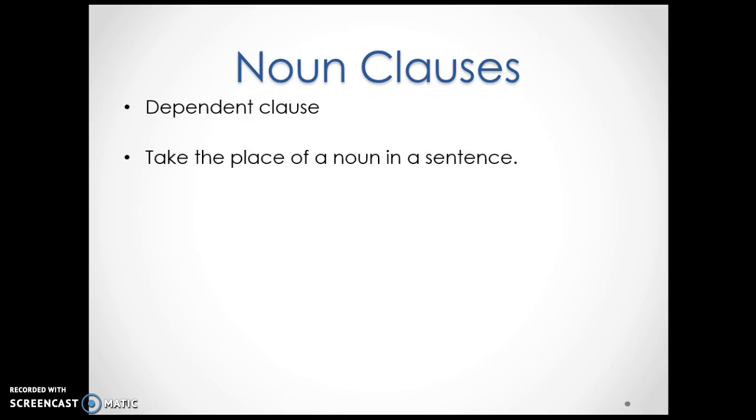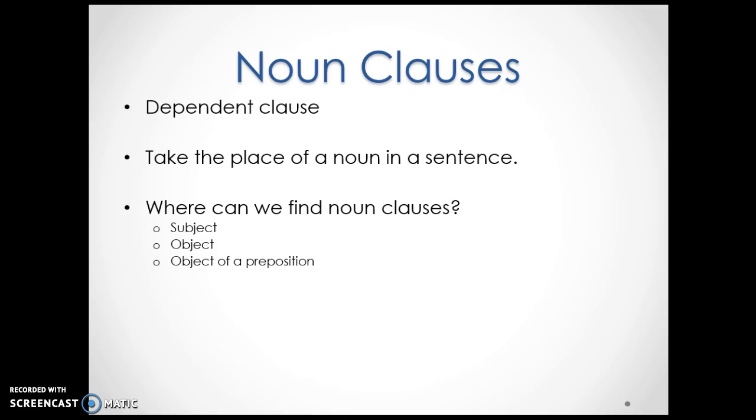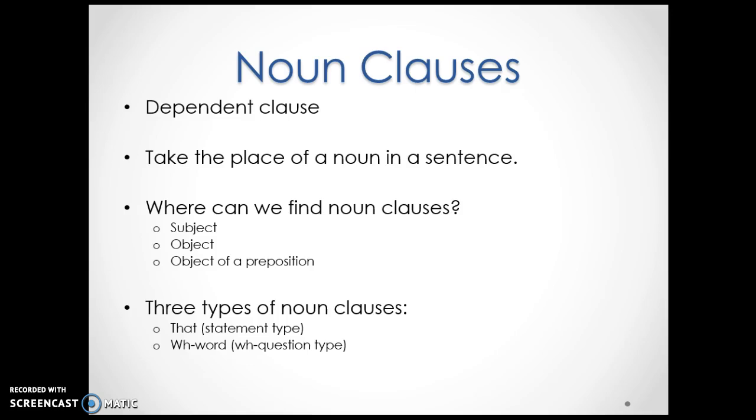Noun clauses take the place of a noun in a sentence. So basically, we can put a noun clause anywhere where we would find a noun. So a subject, object, or object of a preposition. The most common type of noun clause is a noun clause that's in object position. There's three types of noun clauses. We have that or statement type, WH word type, and if or whether type.